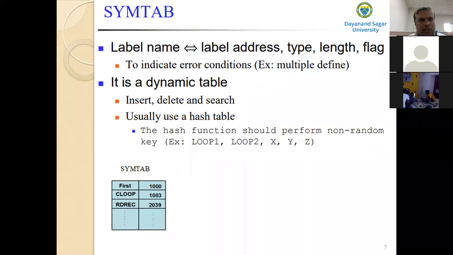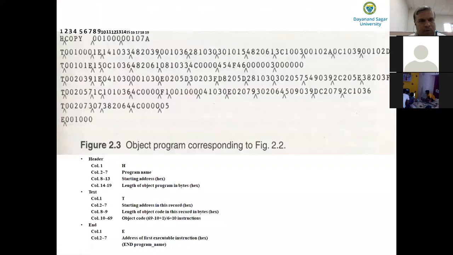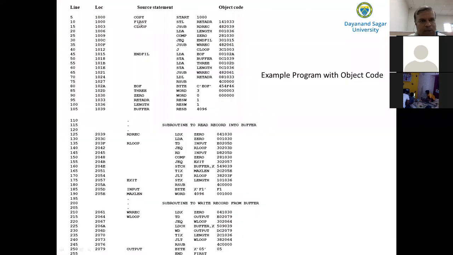So next, another data structure: the symbol table, SymTab, stands for symbol table. As the name indicates, this symbol table includes the name and value of each symbol used in the source program. Say, for example, if you consider our program now, which are the labels? First is a label, CLOOP is a label, ENDFIL is a label, EOF, and all those things. It includes the name and what is the value.